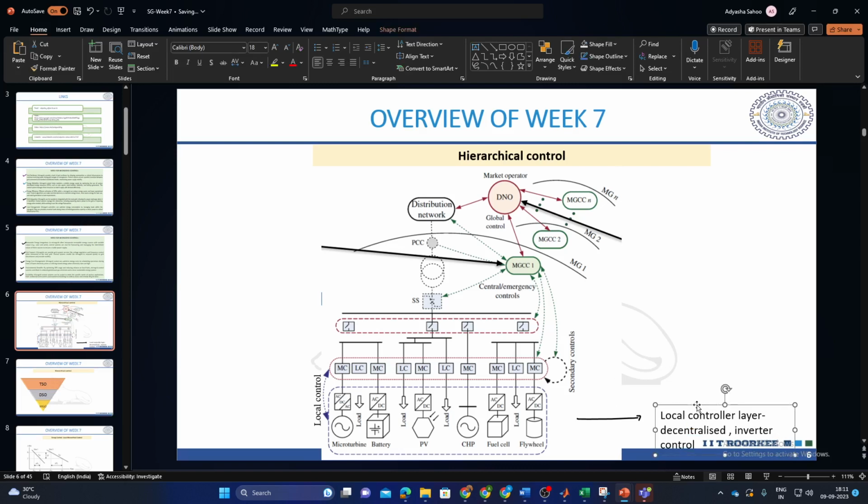Then followed by the secondary control layer. This local control layer is not aware of the global objective, since there is no communication here; it is decentralized, so it may not be able to achieve the global target. Since it is not aware of the global target, there may be deviations, and it may not be optimal. So the secondary control layer will build upon the local controller to match the global objective, or global target basically.